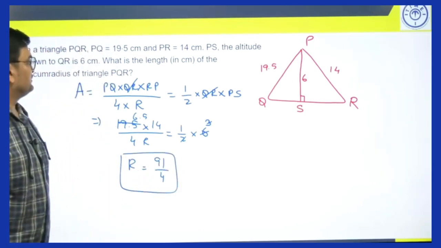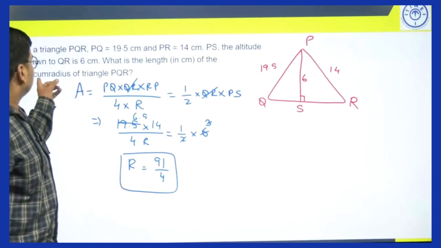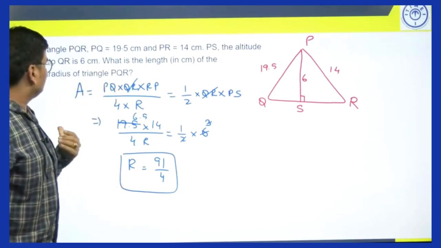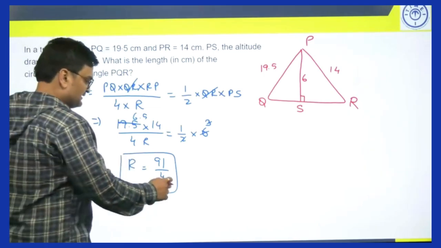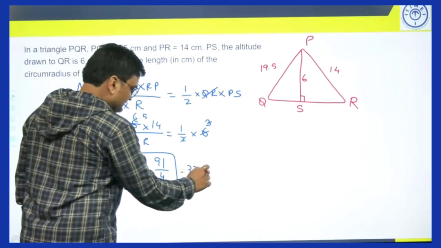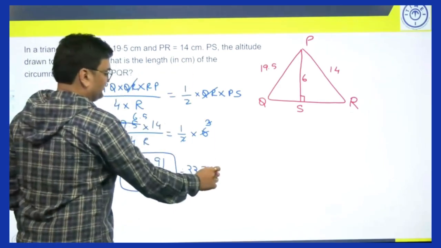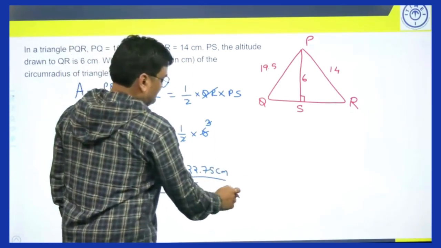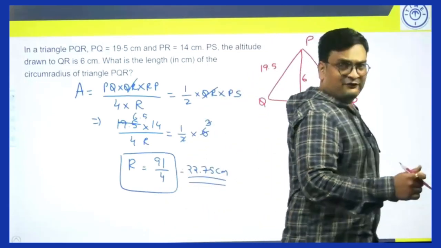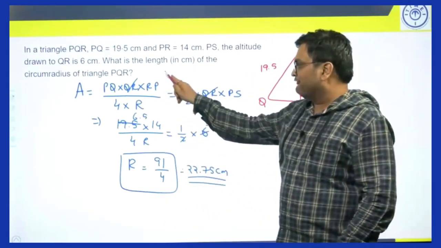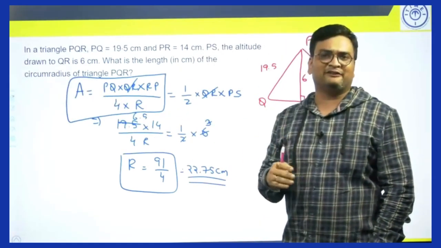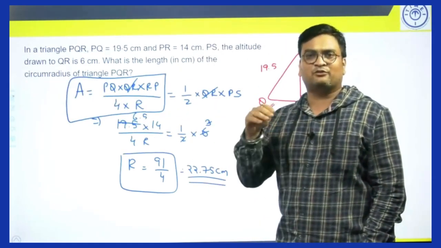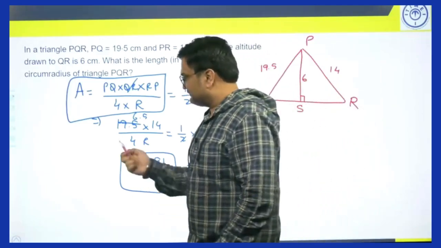Okay. So the question is asking for the circumradius only. So what is the length of the circumradius? We can say that the circumradius value will be 91 by 4, which is nothing but 22.75. The units are centimeters. So there is this formula that we have for area of triangle which involves the circumradius also. This could be the learning that we have out of this particular question. So area can be written in terms of circumradius this way.